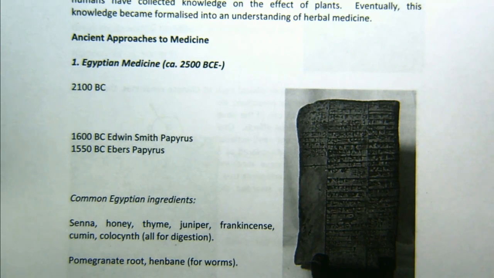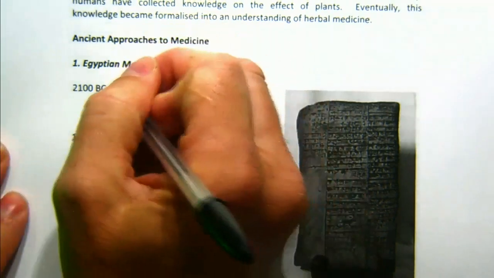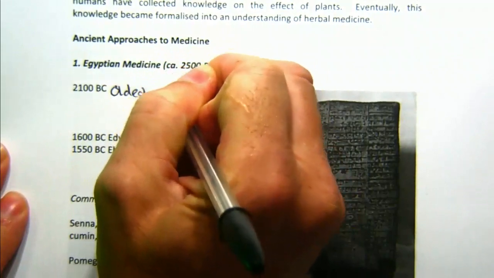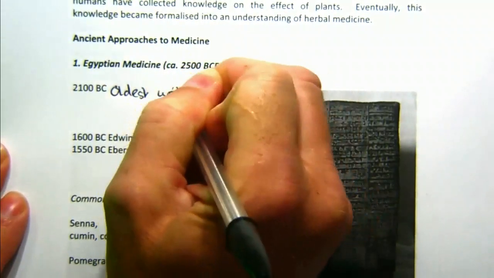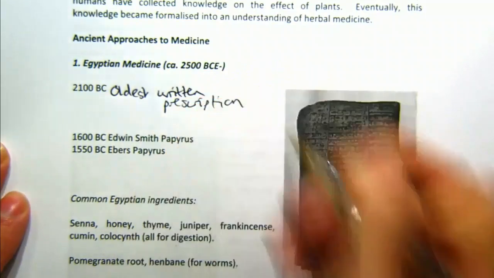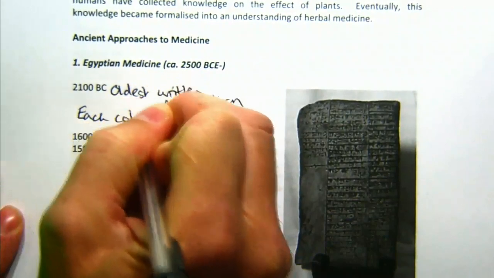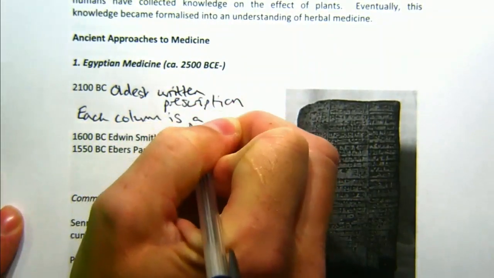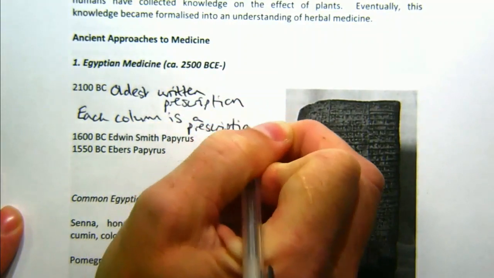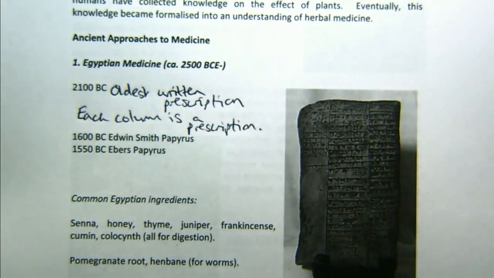And so if we look back into the Egyptian records, we can find from 2100 BC, it's the item that's shown here, and that is the oldest ever written prescription. Okay, so that's what that particular tablet of stone is showing. It's the oldest written prescription. So that's about 4,000 years old. And in actual fact, each column is a prescription there. Obviously, that's fragmentary knowledge. It's just a little bit. But that's the oldest that you can go back and find written evidence of medicinal chemistry.